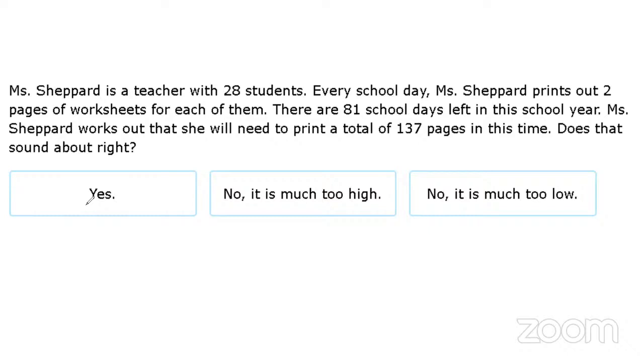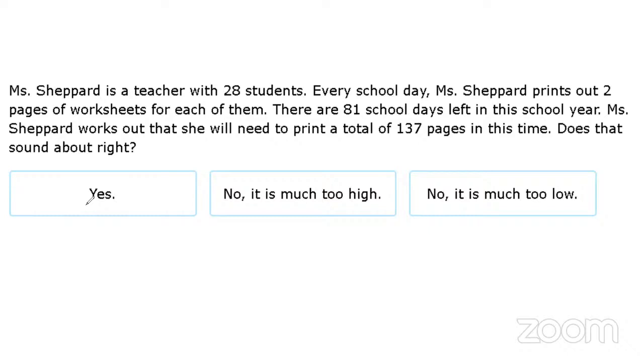All right. So Michaela says you would multiply 28 by 2 to get 56 because there are 28 students. Okay, I think she means 28 students, and she prints 2 daily. Multiply 81 by 56 to get 4,536 papers. So she picked C. All right, and I like your explanation, Michaela.